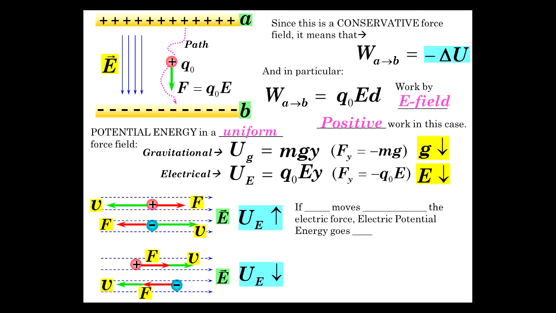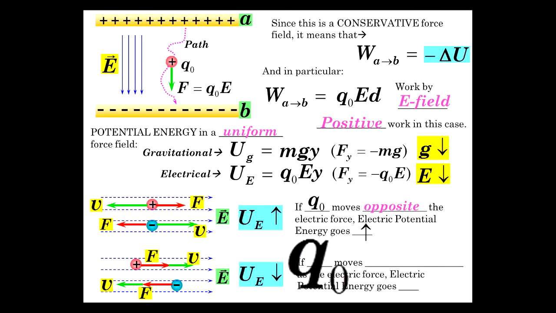So this is a little bit different than just gravity, because gravity, the force is always toward the mass. The gravitational field is always toward the mass. So that's the direction of force on a mass in a gravitational field. So we don't have these opposite concerns here. But if the test charge moves opposite the electric force, which could be either direction depending on the sign of the charge, the electric potential energy goes up, and if it moves in the same direction as the force, the electric potential energy goes down.